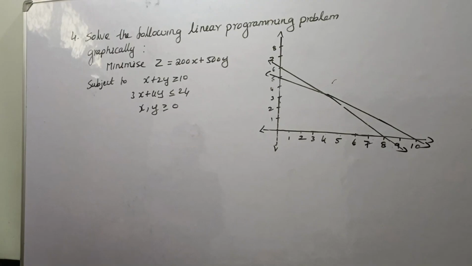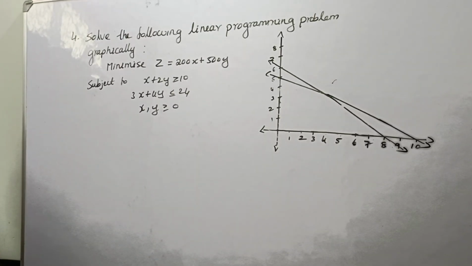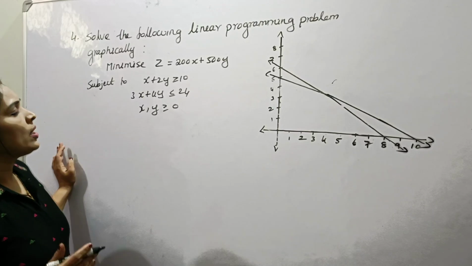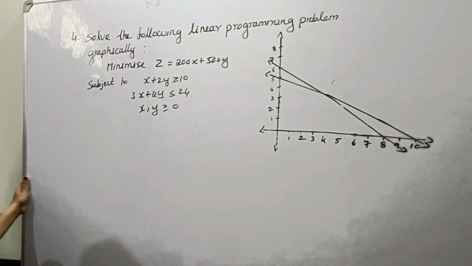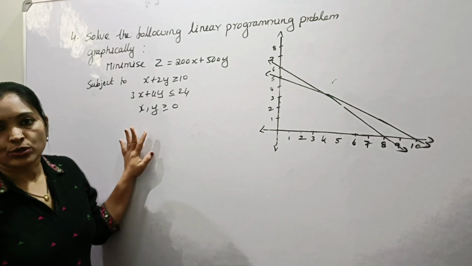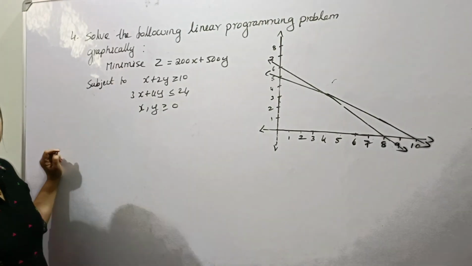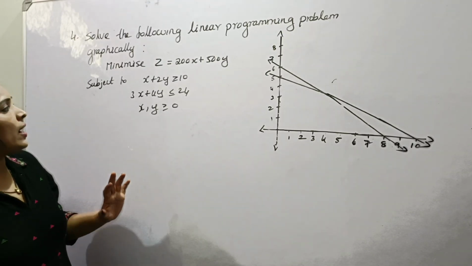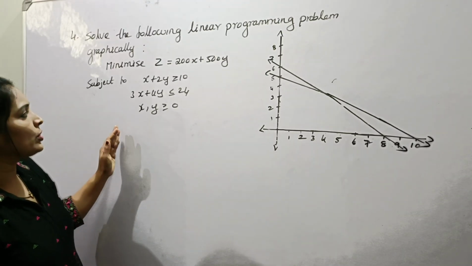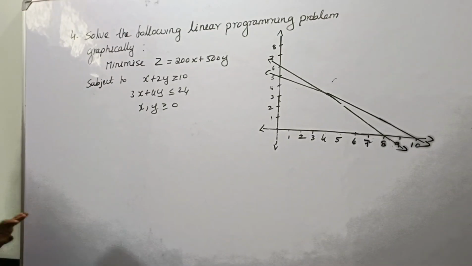Solve the following linear programming problem graphically. Minimize z is equal to 200x plus 500y subject to x plus 2y greater than or equal to 10, 3x plus 4y less than or equal to 24, x, y greater than or equal to 0. Here objective function is z is equal to 200x plus 500y. Constraints are x plus 2y greater than or equal to 10, 3x plus 4y less than or equal to 24, x, y greater than or equal to 0.